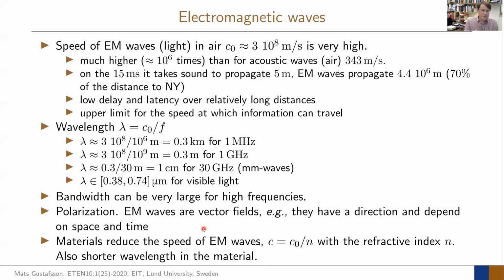And the thing that comes in many cases is that materials typically reduce the speed of an electromagnetic wave, and that is where this refractive index comes in, so it goes slower in the material. And if it goes slower, it changes the wavelengths. And we will see that we use that when we design antennas. So these are some basic properties of electromagnetic waves.